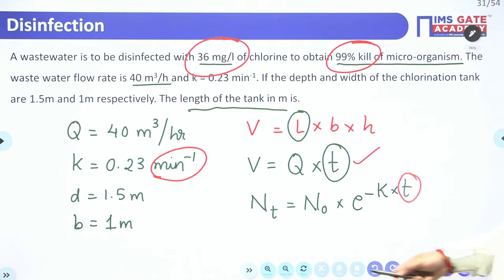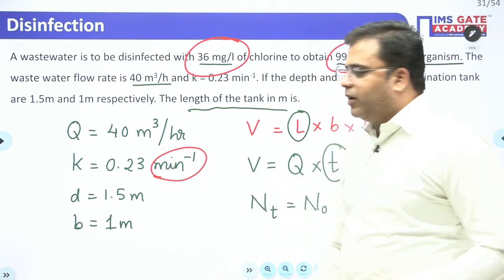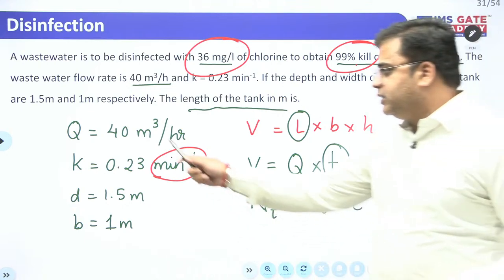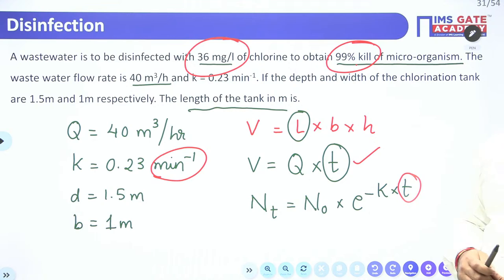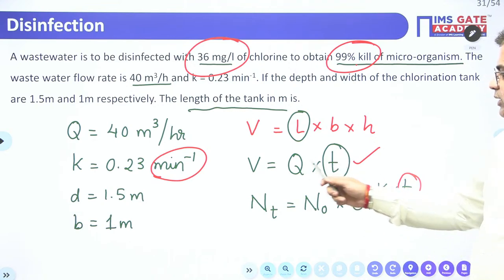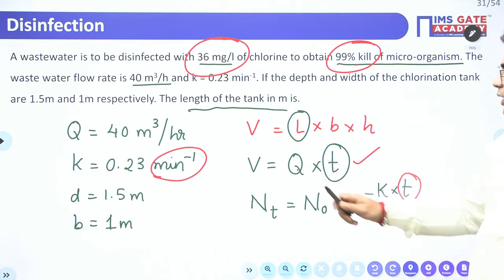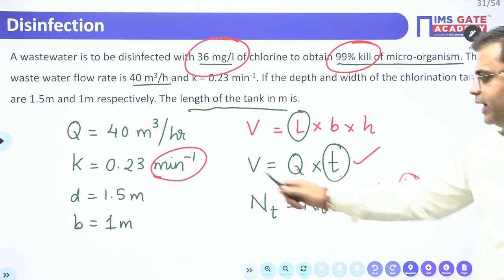The discharge provided is in meter cube per hour. Please take care of the units. So here the time has to be substituted in hours. Just substitute the value of discharge and the value of time and get me the value of volume.